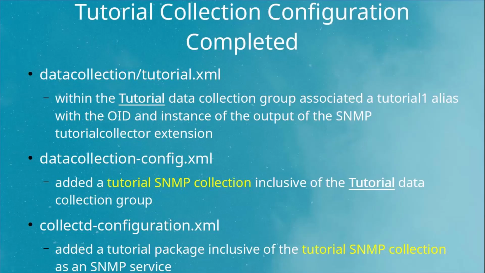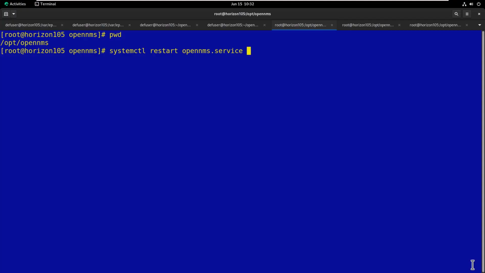In datacollection/tutorial.xml, the tutorial data collection group included an alias, tutorial1, associated with the output of the SNMP tutorial collector extension. In datacollection-config.xml, a tutorial SNMP collection was built to include the tutorial data collection group. And finally, in collectd-configuration.xml, a tutorial package was created that included the tutorial SNMP collection as an SNMP service. Because a service was added to collectd-configuration.xml, OpenNMS needs to restart.